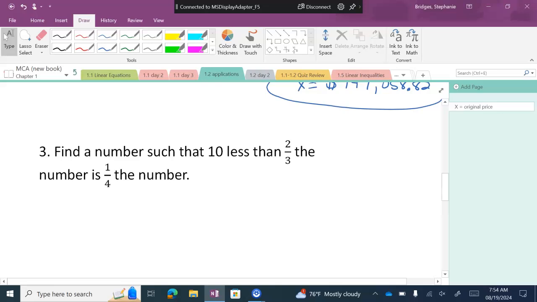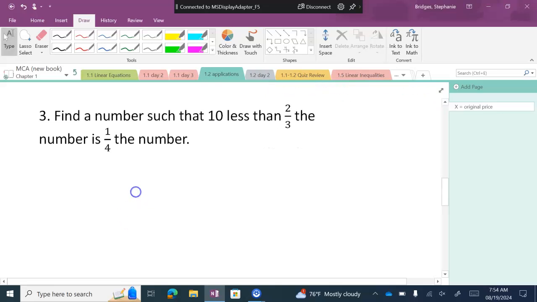What are we looking for? What does it tell us to find? What's my X going to be? What does it say at the beginning? Find what? The number. So X is going to be some number. Ooh, that is not writing well.